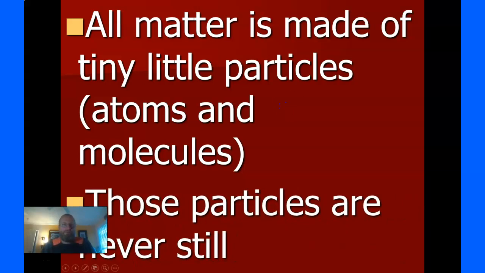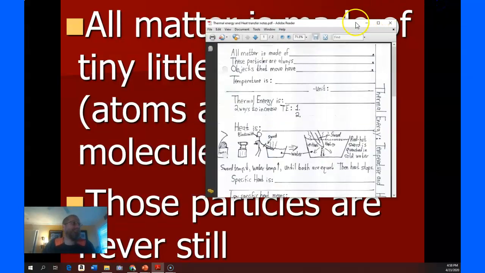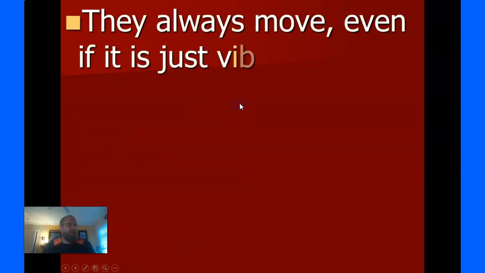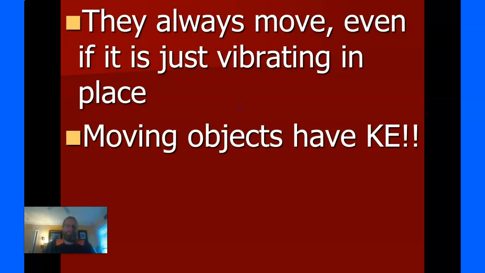So in the notes, those particles are always moving. Some people actually write always, never, still. Okay, fine. As long as you know what it means. Even if just vibrating in place, they're always moving. And objects that are moving have what kind of energy? Kinetic energy. Okay. So, that's the kinetic theory of matter.